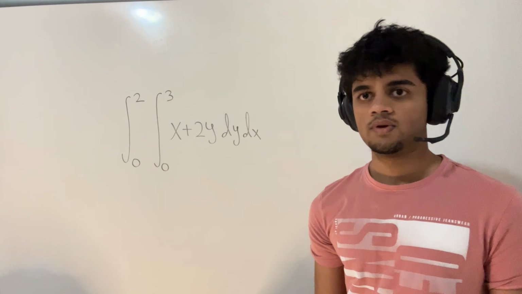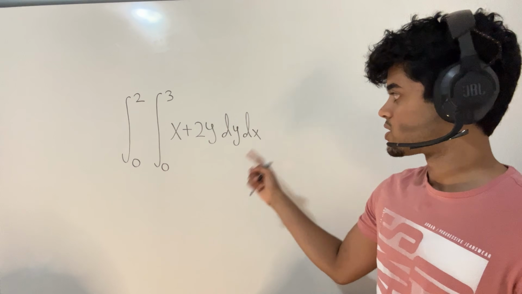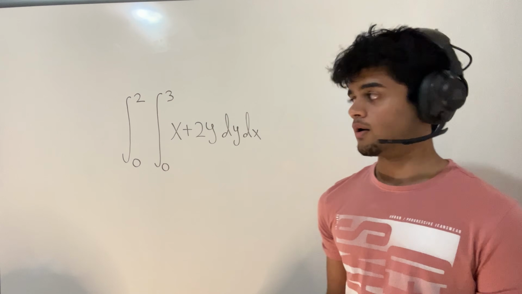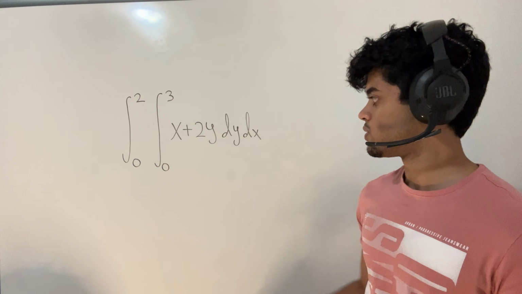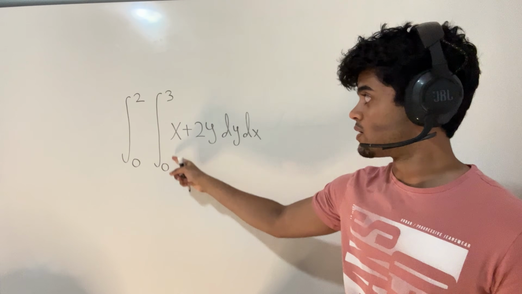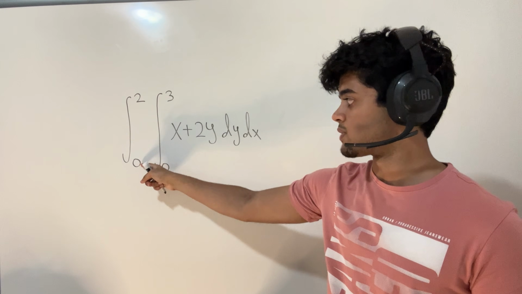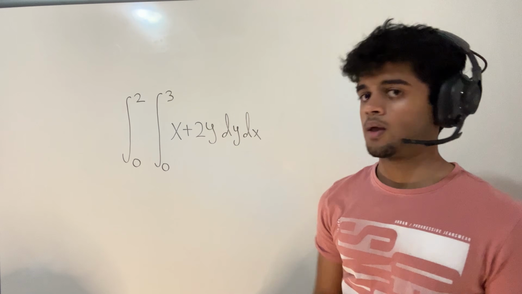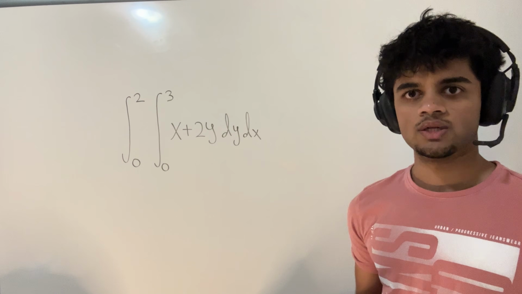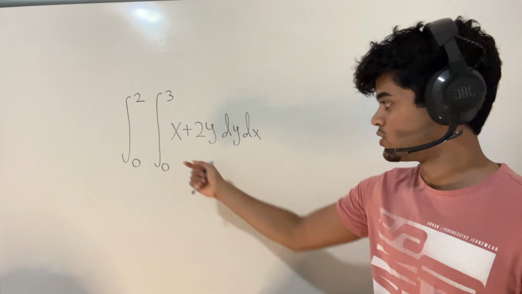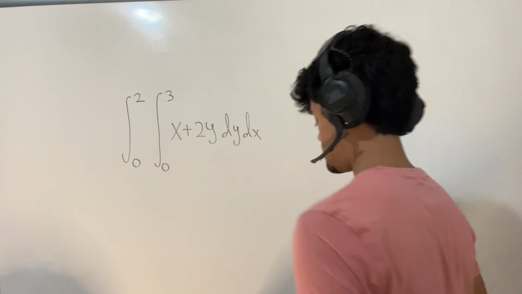Hello guys, today in this video we are going to be setting up and solving the double integral of x plus 2y over the region of integration where y ranges from 0 to 3 and x ranges from 0 to 2. So the first thing I always like to do is to draw the region of integration, and we can usually get that from the bounds.